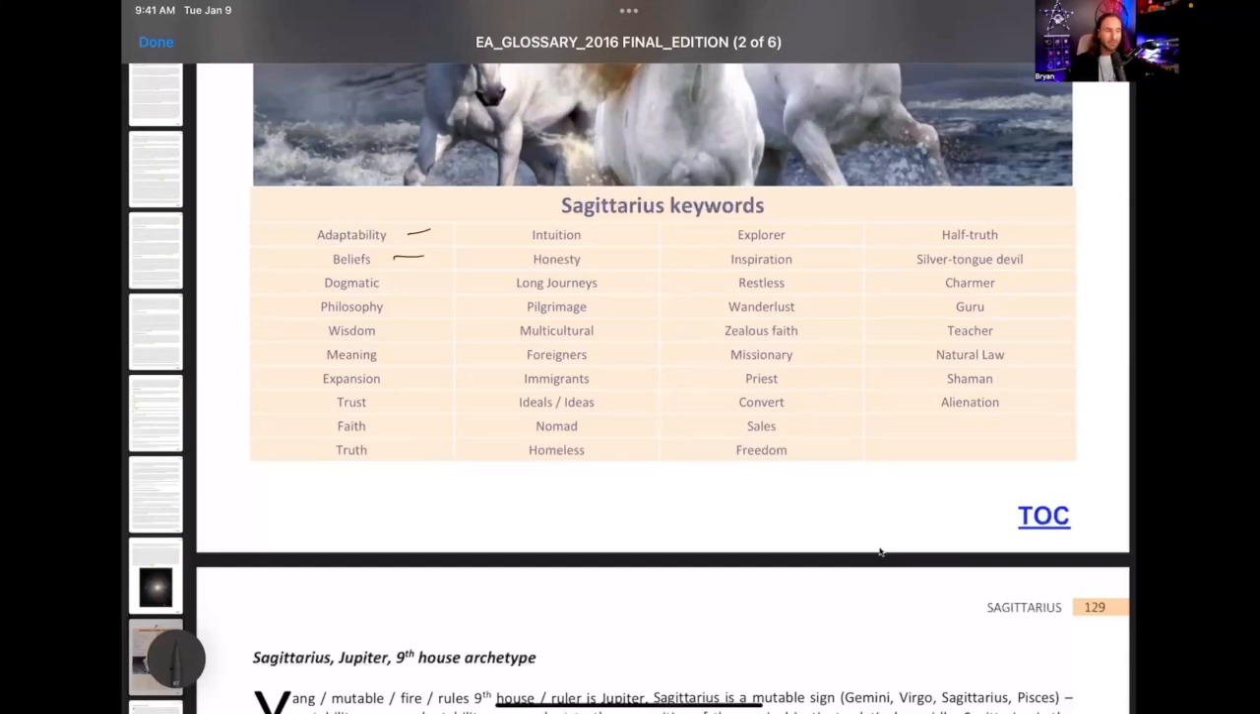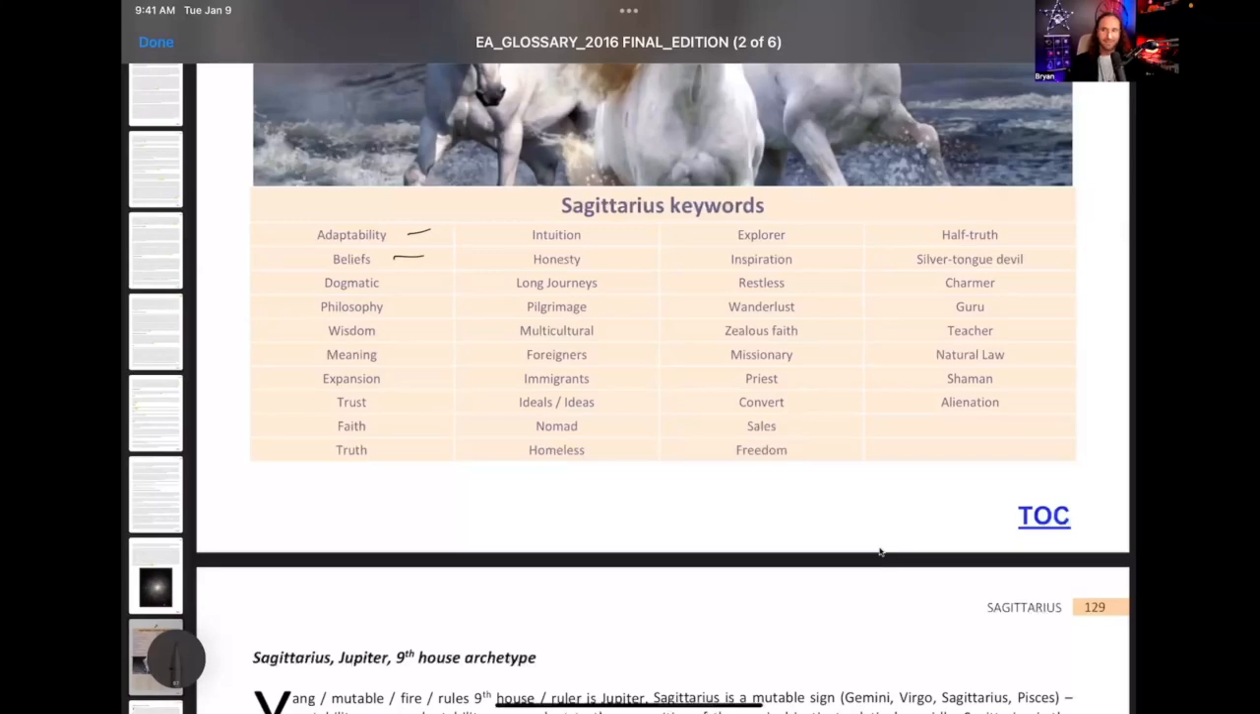I could walk up to some random person that doesn't believe in astrology and tell them all sorts of stuff about it, and they're not going to care. They don't believe in it. So beliefs are very tied to Jupiter. It's interesting too, when you think about Jupiter, it is exalted in Cancer. Jupiter's so big, it has 79 moons. It's no wonder it's exalted in Cancer, right?